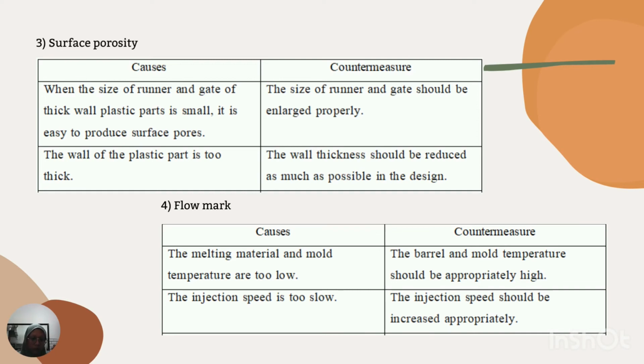And next, the flow mark. The cause is that the melting material and mold temperature are too low. The countermeasure is that the barrel and mold temperature should be appropriately higher. And secondly, the injection speed is too slow, and the countermeasure is that the injection speed should be increased appropriately.